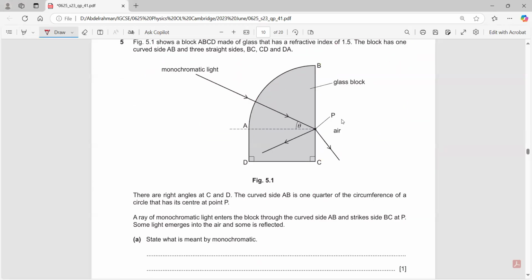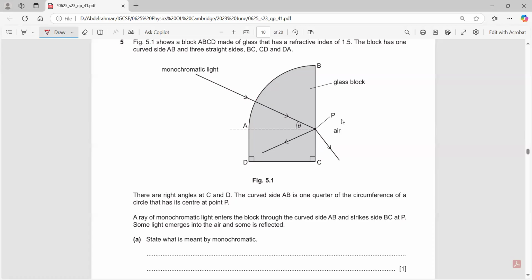Figure 5.1 shows a block ABCD made of glass that has a refractive index of 1.5. The block has one curved side AB. There are right angles at C and D. The curved side AB is 1/4 of the circumference of the circle that has center point at P. A ray of monochromatic light enters the block.